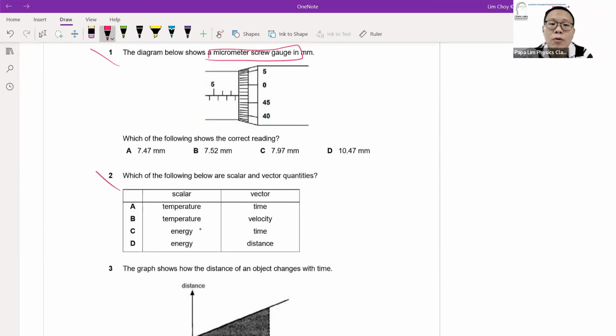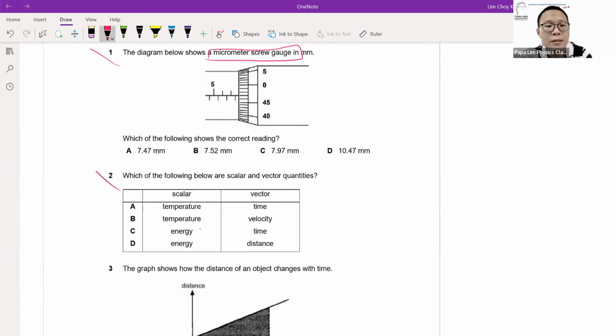Scalar and vector for question 2. Which of the following are scalars? Which of the following are vectors? The good thing about this question is that the options given are quite standard. Scalars: temperature, energy, all these are scalars.